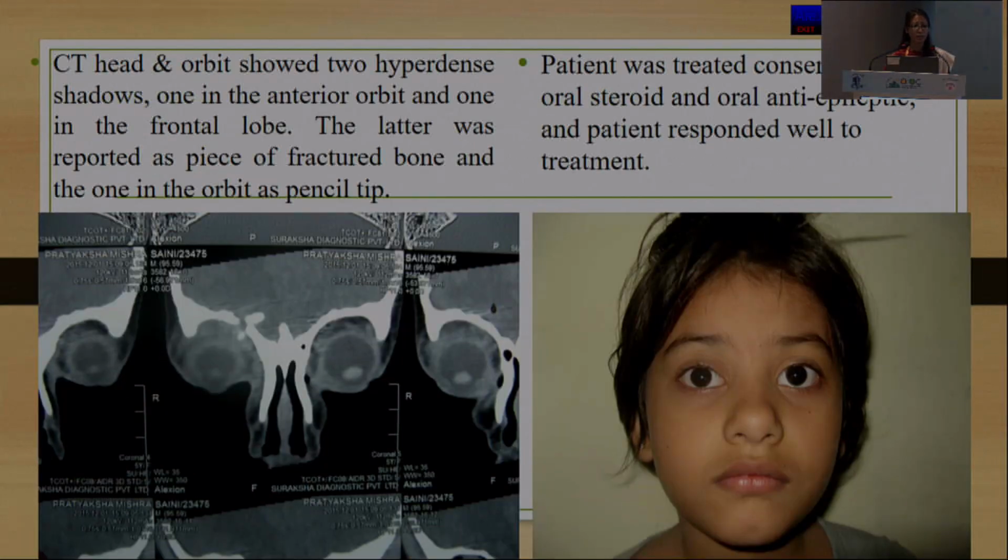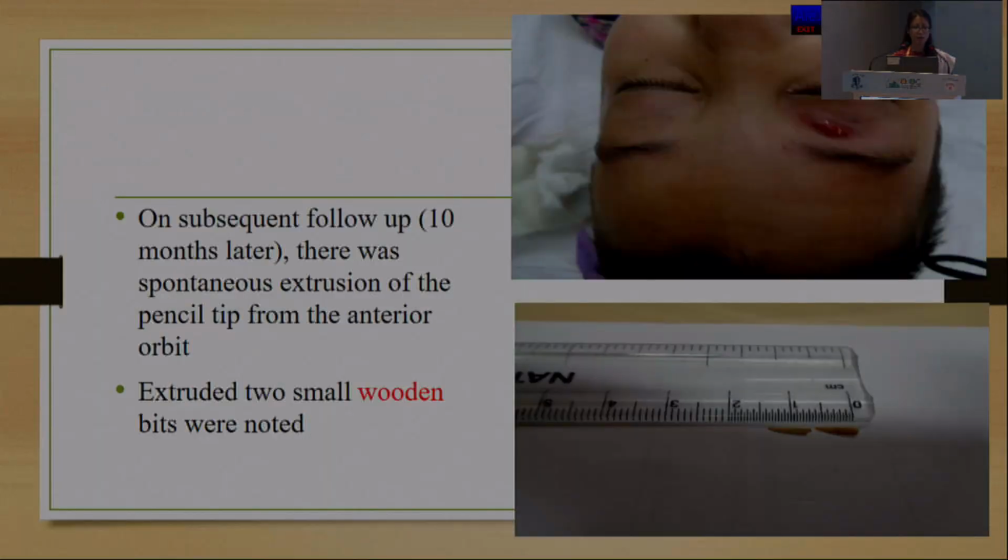On CT head and orbit, it showed 2 hyperdense shadows, one in the anterior orbit and one in the frontal lobe. The latter was reported as a piece of fractured bone and the one in the orbit as pencil tip. The patient was treated conservatively with oral steroid and oral anti-epileptic as per consultation with the neurosurgeon, and the patient responded well to treatment. On subsequent follow-up, 10 months later, there was spontaneous extrusion of the pencil tip from the anterior orbit.